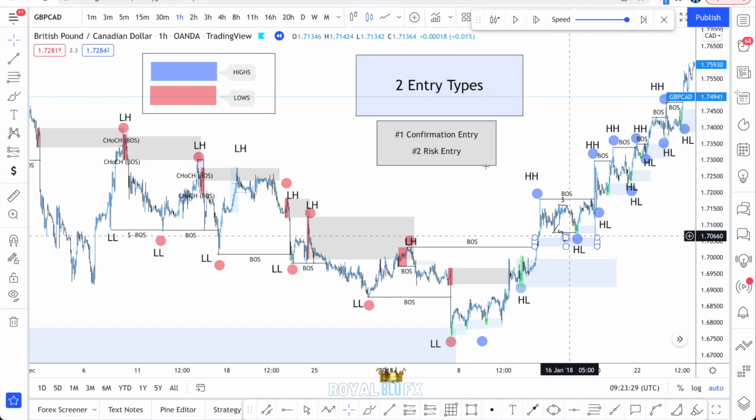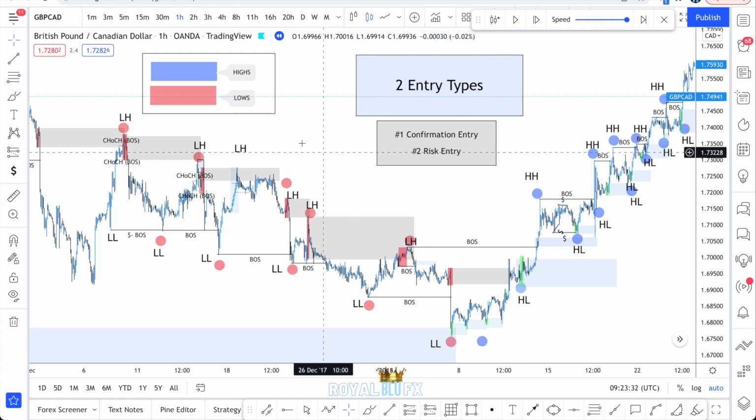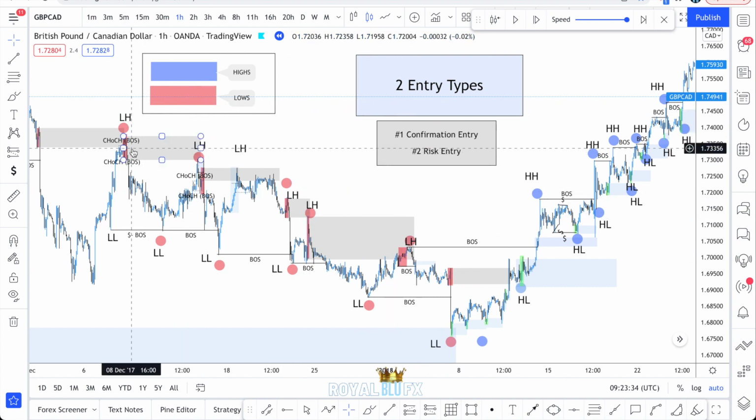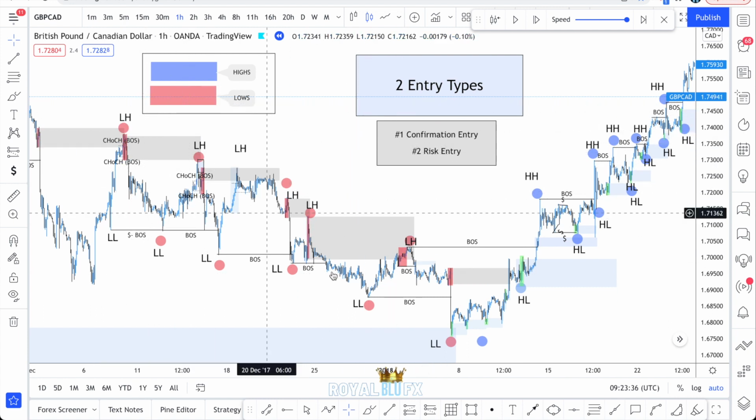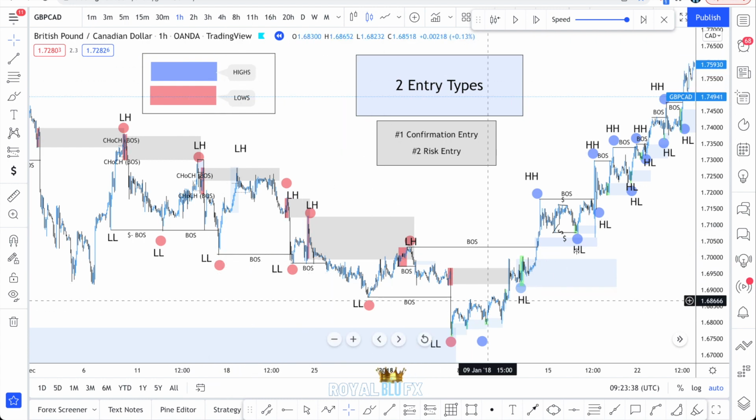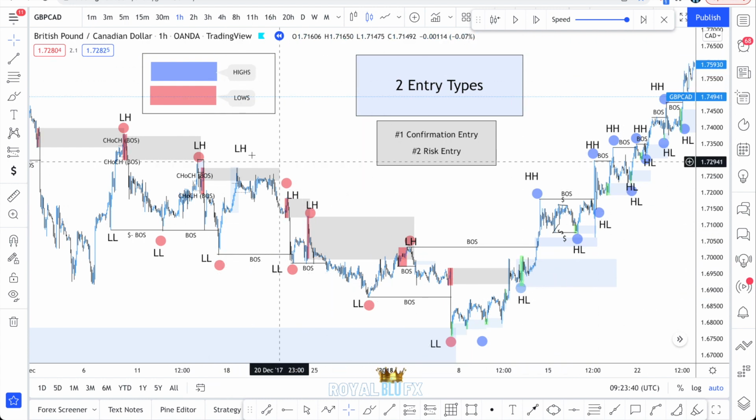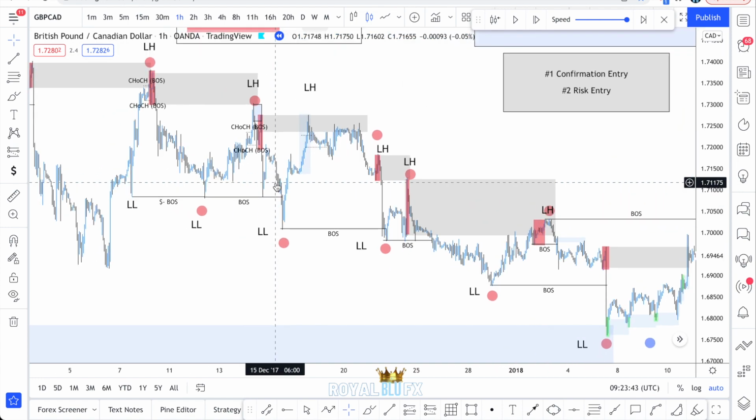In this video, we're going to talk about the two entry types on a live chart example. As you can see, we have the red painted in the bearish trend and the blue painted in the bullish trend. Okay, so we're going to start with the bears right now.